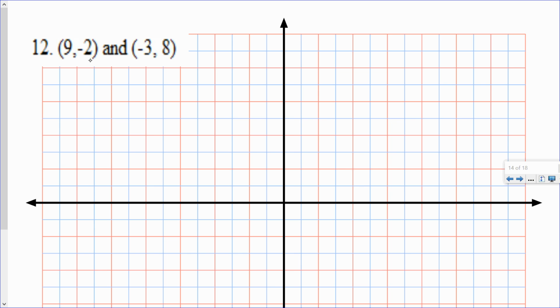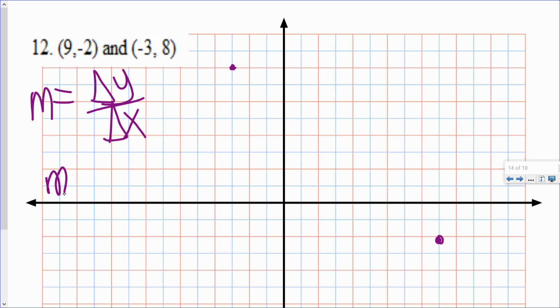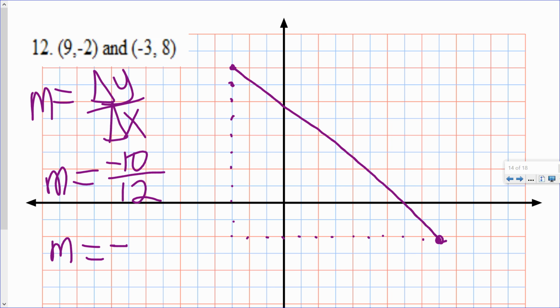Okay, now that you tried number 12 on your own, the points are (9, negative 2) and (negative 3, 8). Slope is delta y over delta x. So I'm going to count the change in y. It's going down, so it's going to be negative 1, 2, 3, 4, 5, 6, 7, 8, 9, 10 over 1, 2, 3, 4, 5, 6, 7, 8, 9, 10, 11, 12. Reduce the fraction if you can. Negative over a positive is a negative, and I knew it was going to have a negative slope since it is going downhill, going from left to right. And 10 over 12, I can take a 2 out of each of them. Negative 5 over 6 is my answer.